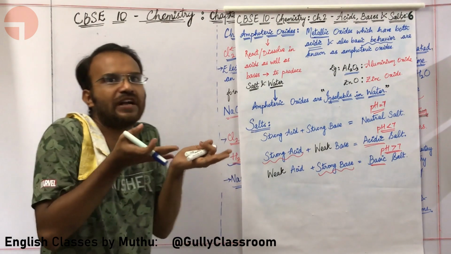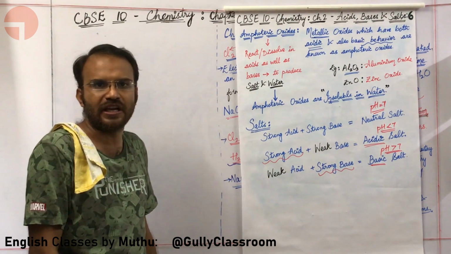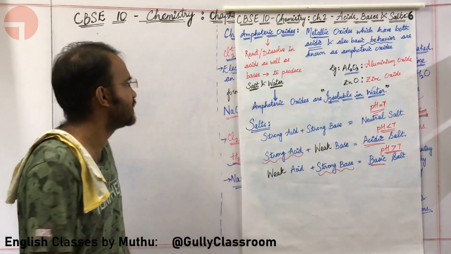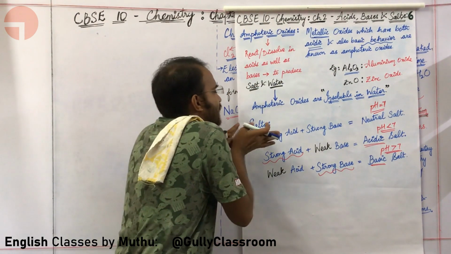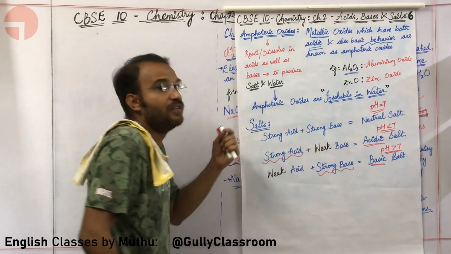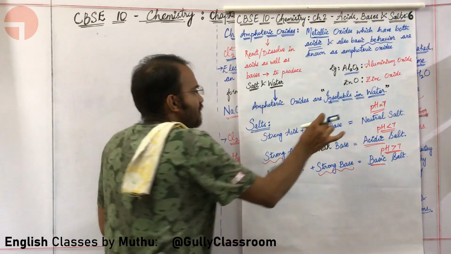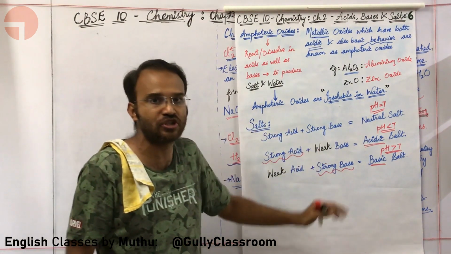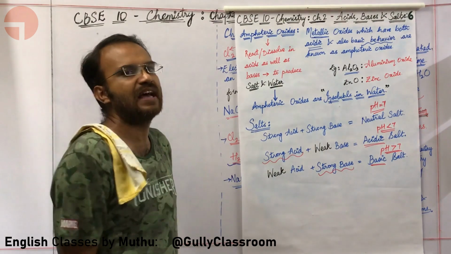Okay sir, what are we going to see in this particular lecture? In this lecture, we will learn about amphoteric oxides, then we will learn about the different types of salts. We will learn about neutral salt, we will look at a couple of examples. We will learn about acidic salt with a couple of examples and also basic salts with a couple of examples.